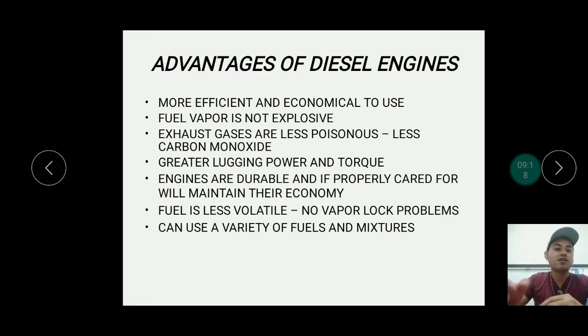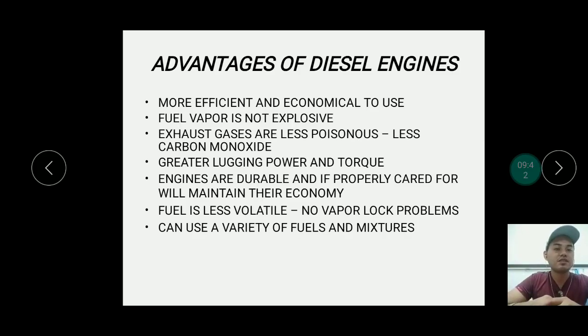So fuel is less volatile, no vapor lock problem. So syempre yung diesel natin kahit saan pwede natin ilagay yung storage niya, and then especially bunker, so hindi siya madaling masunog, so hindi ka mahirapan sa pag-store sa kanya.